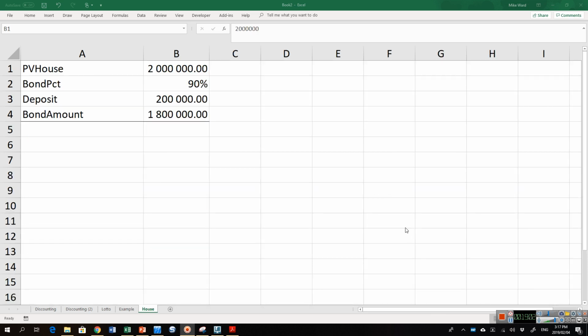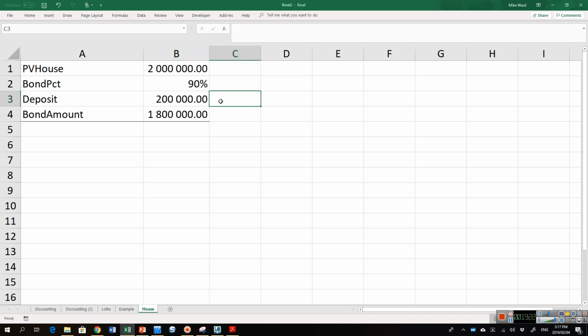Okay, so let's look at another example. I've set it up here, and let's assume that we want to buy a house. It's going to cost us 2 million Rand. We can get a bond, but the bond's only going to cover 90% of the cost of the house. And so we'll have to have a deposit of about 200,000 Rand.